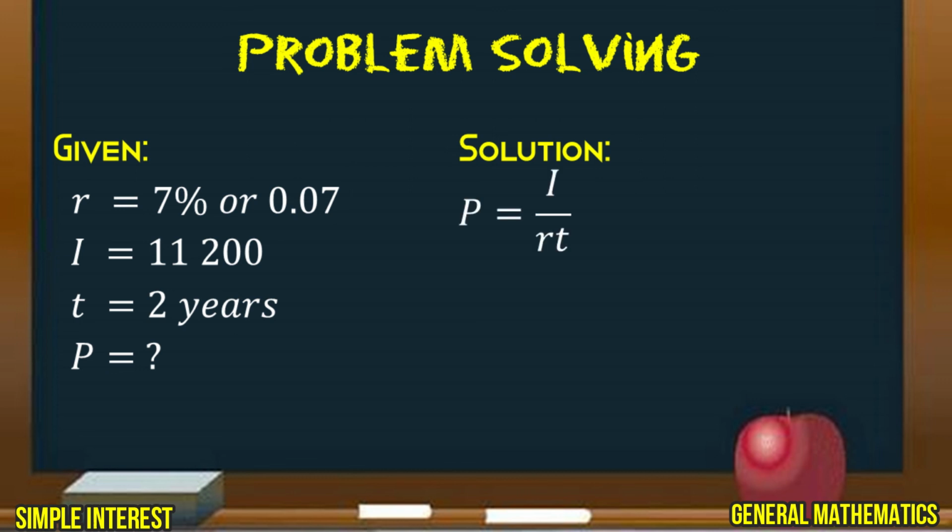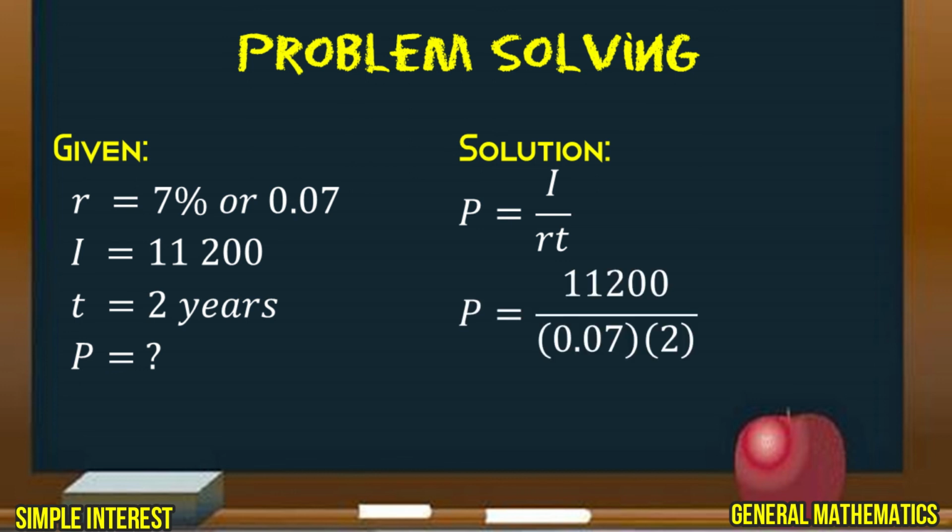Use the formula, then substitute. Multiply 0.07 and 2, and finally, divide.